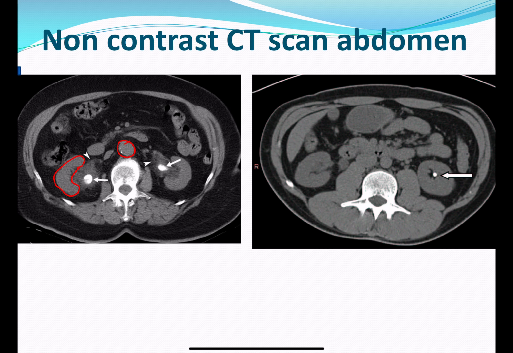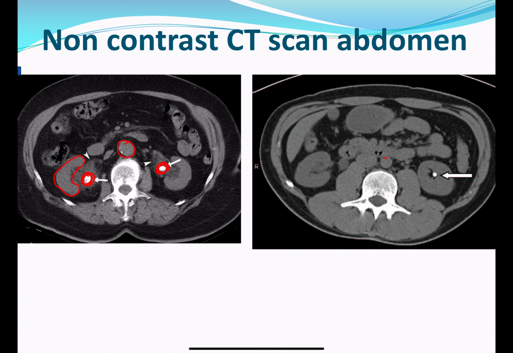Whenever it is a non-contrast CT scan, a white structure inside the organ is always a stone or calcification. You can see bilateral hyperdense or white structures at the pelvis of the kidney. Similarly, this is the right image here.